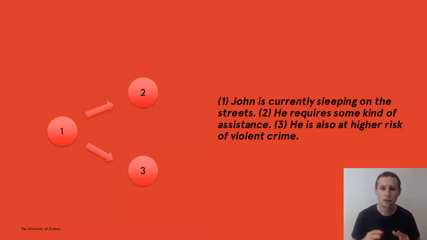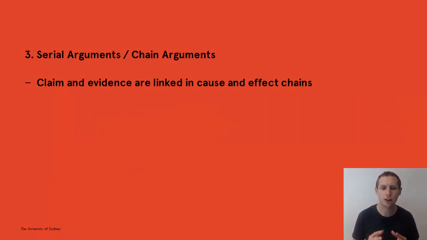Along with convergent and divergent arguments, we also have serial arguments or argument chains. This is where the claims and evidence are linked in cause and effect chains. These argument structures will be dealt with in more depth in the next video.